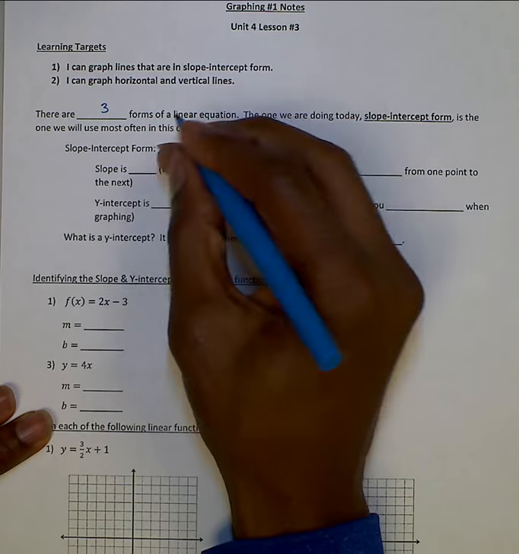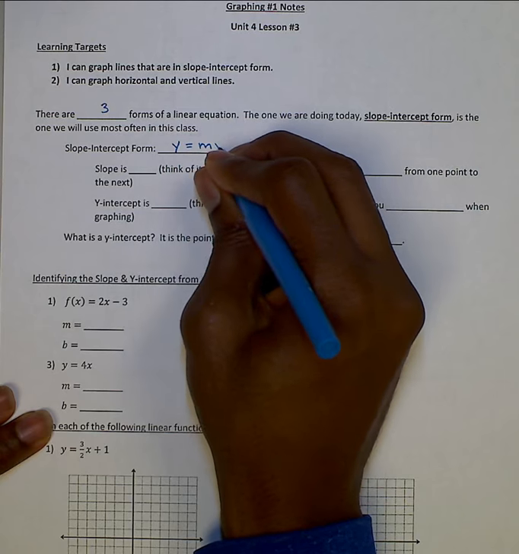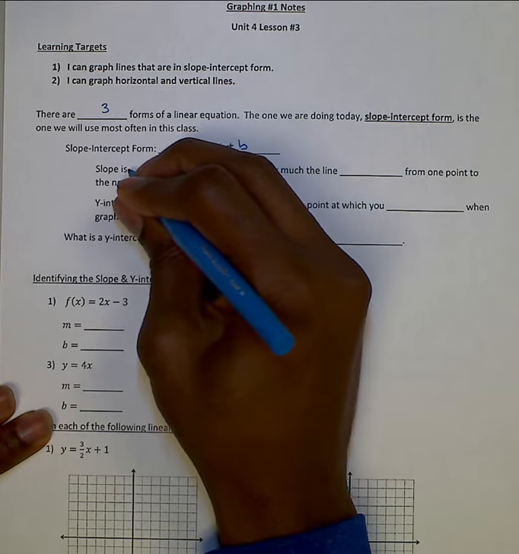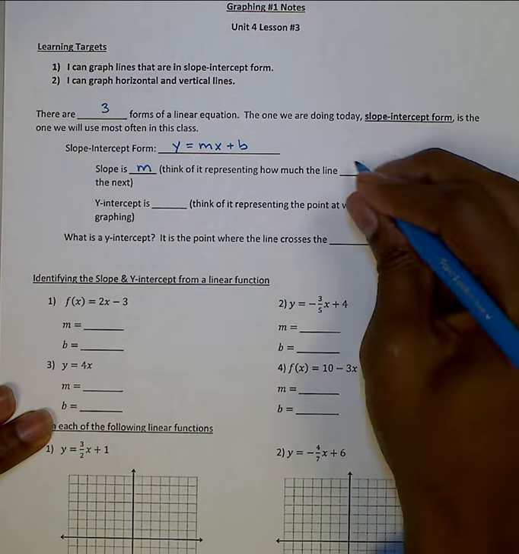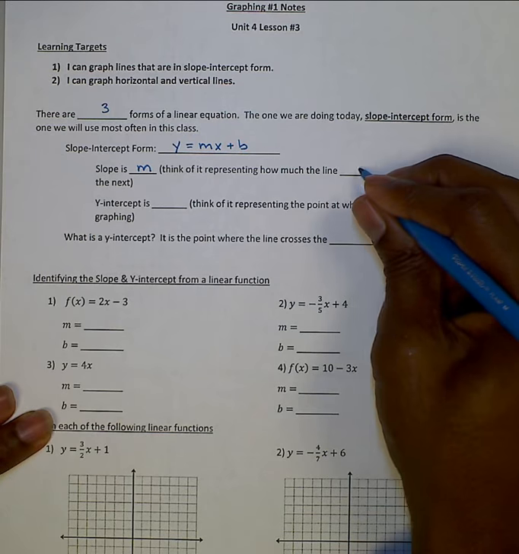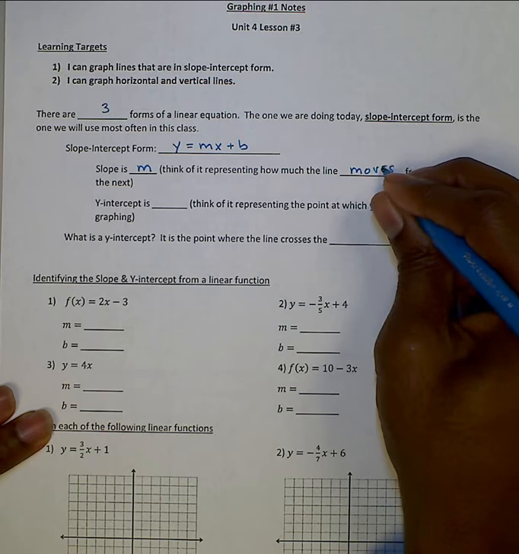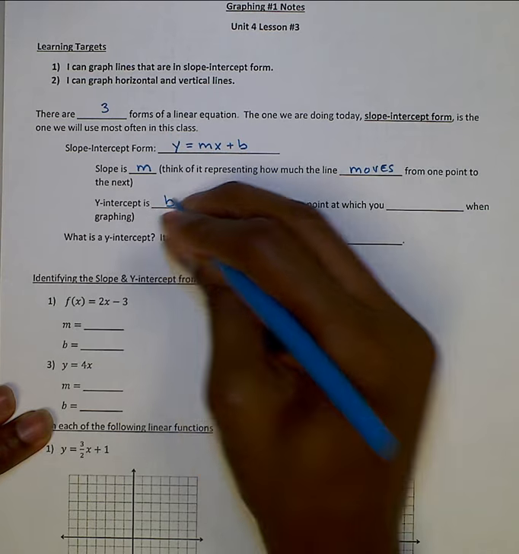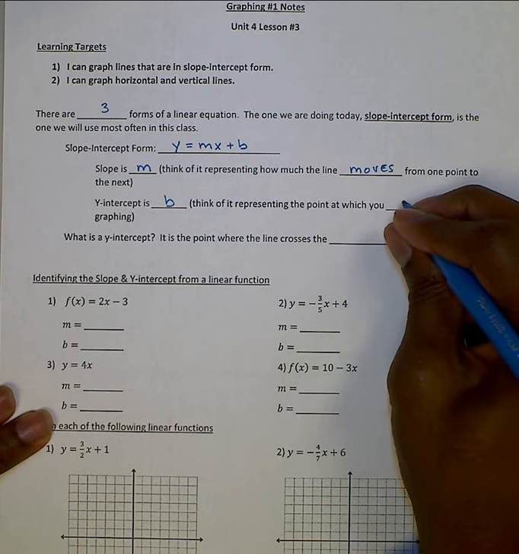Slope-intercept form is y equals mx plus b. Slope is m, and you can think of this as representing how much the line changes from one point to the next, or moves. Let's say moves, that helps us a little bit more. How much the line moves from one point to the next. Y-intercept is b, and you can think of it as representing the point at which you start when graphing. Always start with the y-intercept.